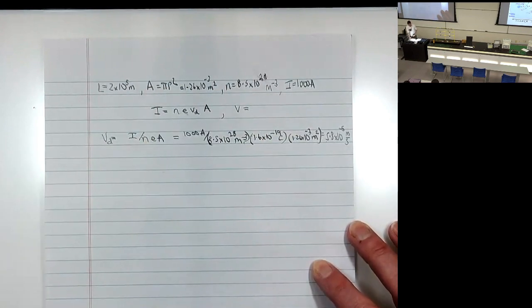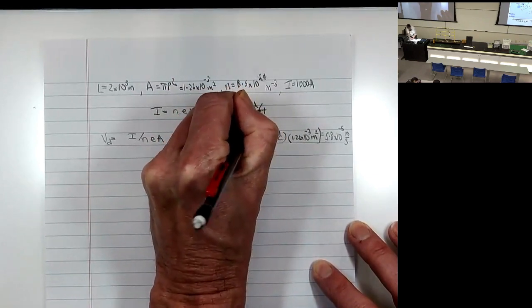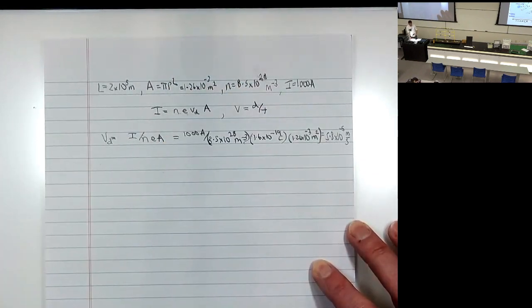I'm going to think about speeds. The speed, what's the definition of the speed? It's the distance that you travel divided by the time that you took. So that's from physics 211. I know the speed the electron's traveling at. I know the distance the electron's got to travel. I want to figure out the time.